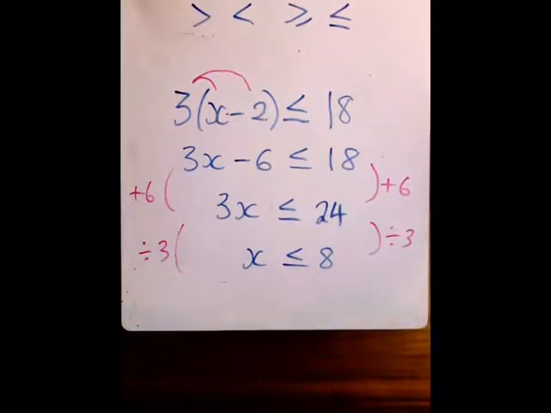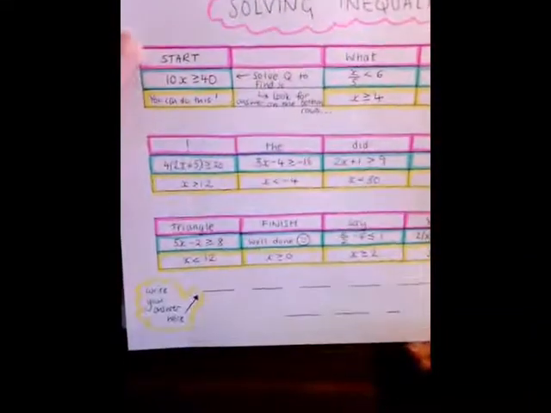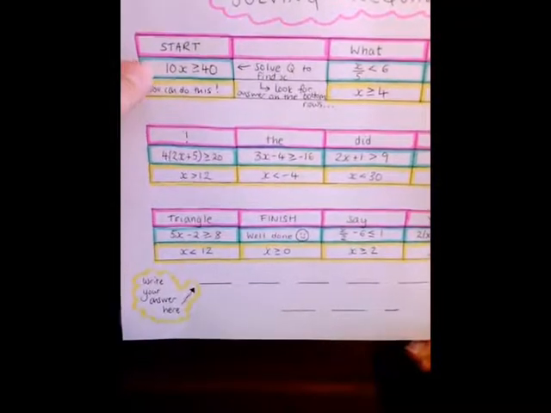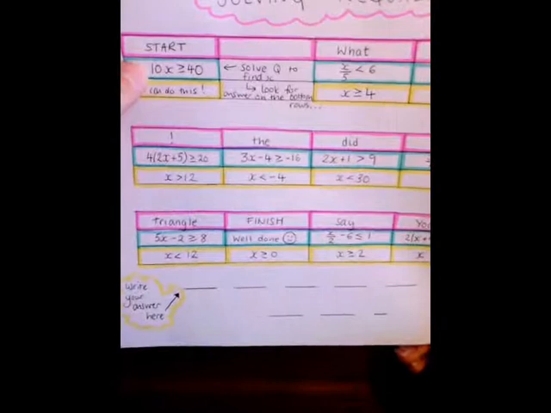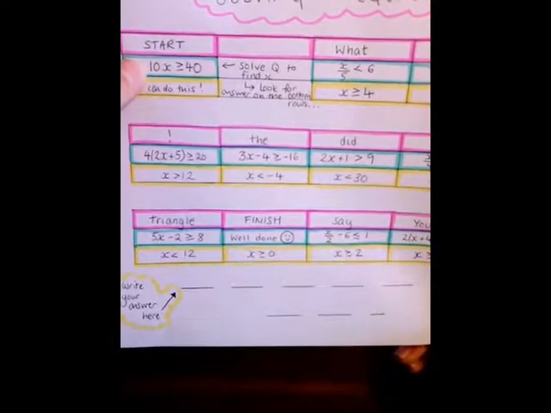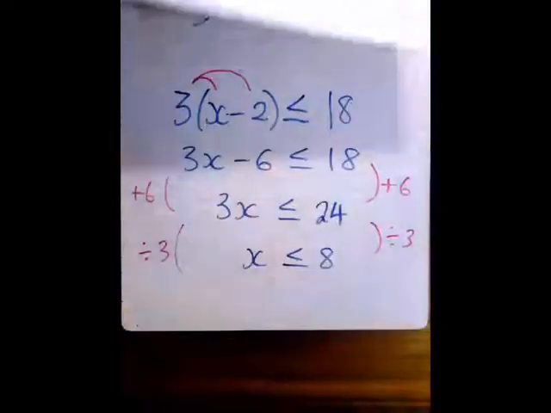So to do the worksheet now, what you have to do is, you see where it says start here in the pink? The questions are all on the second row. So the first one is 10x is greater than or equal to 40. So you'd need to, on some paper, solve that for x and find the answer. So I'll do this one with you.